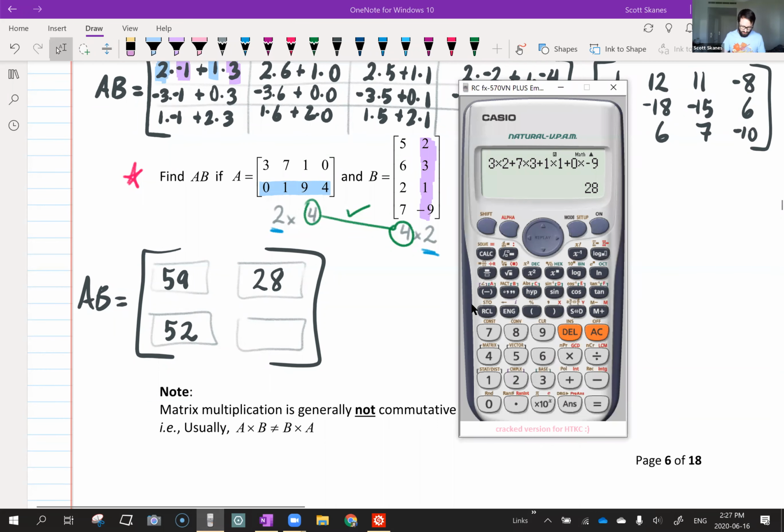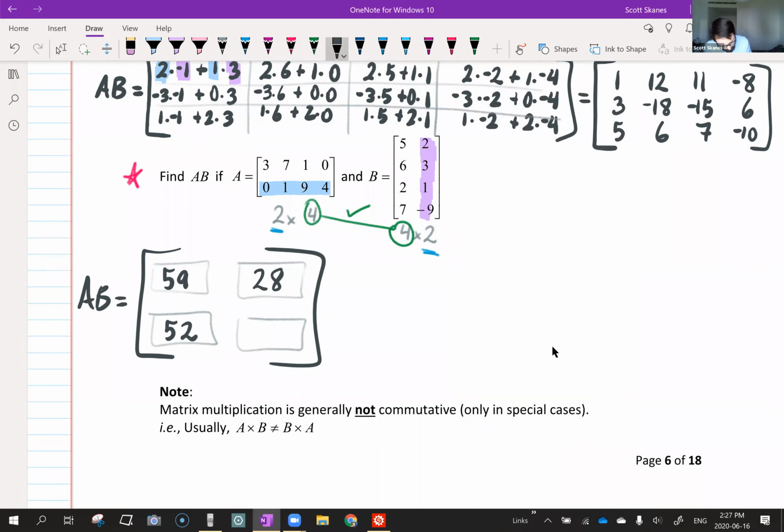Let's see. 0 times 2, so 0. 1 times 3, 3. 9 times 1, so 3 plus 9, 12. 4 and negative 9 is negative 36. Negative 36 plus 12, negative 24. So you got it.